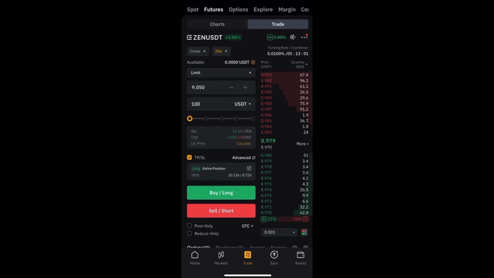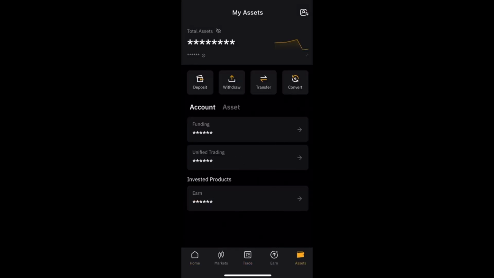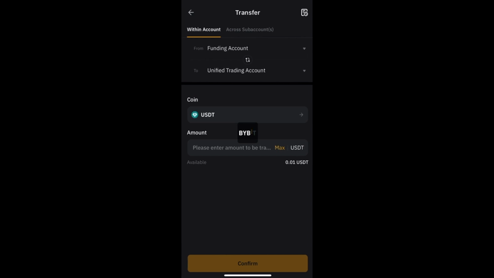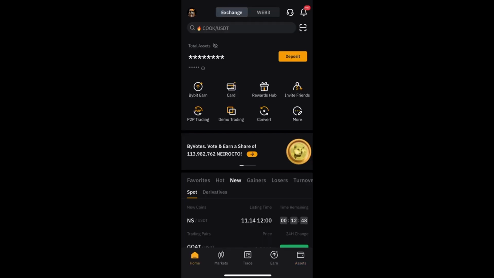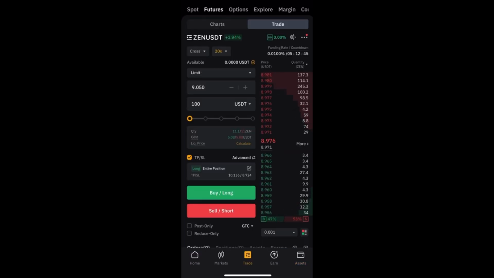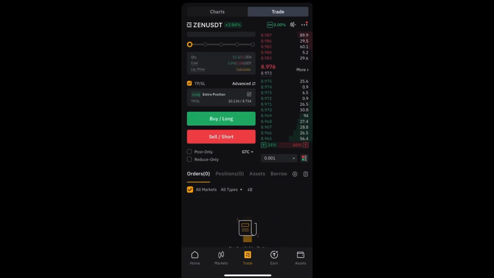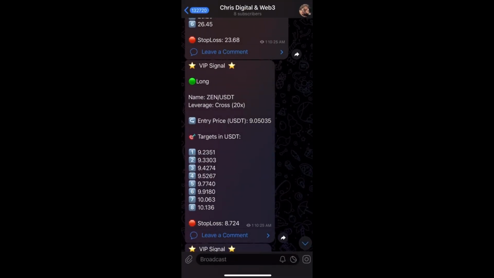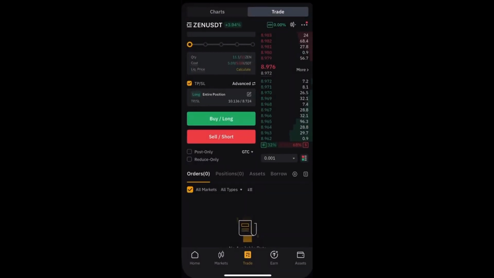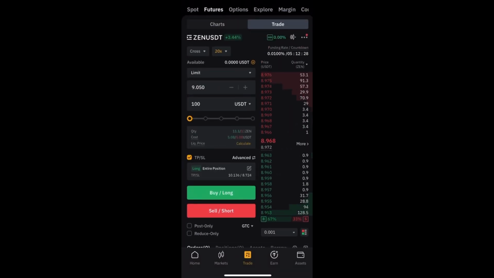If you don't have any amount there, go back to your assets, then click on transfer from your funding to unified trading account, so you can place the trade. Once the trade starts running, you can go ahead and take partial positions on the order take profit levels. So that's how to place a futures or derivative trade.